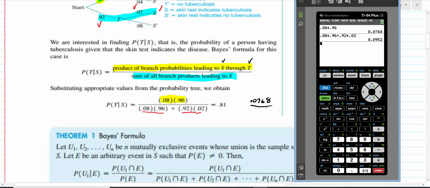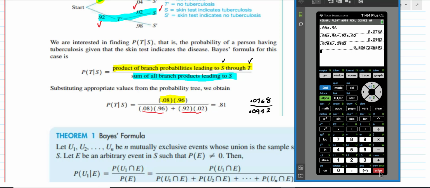Okay, and then we'll record that, and then just divide that out. So you could go 0.0768 divided by 0.0952, and then that'll give you the answer that's been rounded up. So that's roughly about 81%. All right, so what this is saying is the skin test is verifying it 81% of the time.